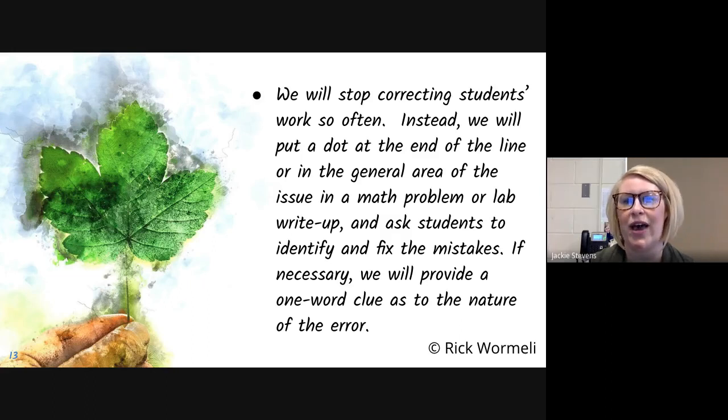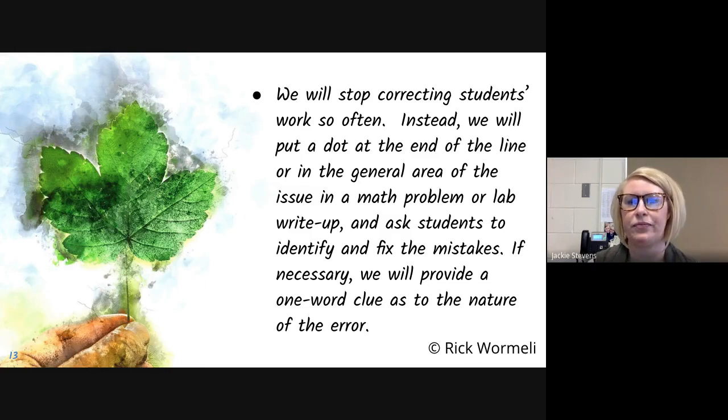So this is one way of having that actually be built into your assessment process, that at the end of the assessment, you have them go back and fix the errors themselves by simply identifying where there is an error.